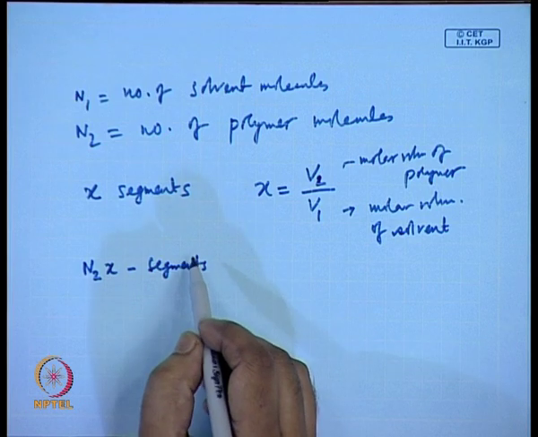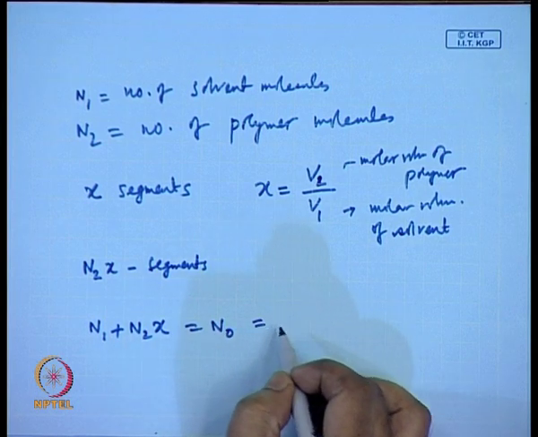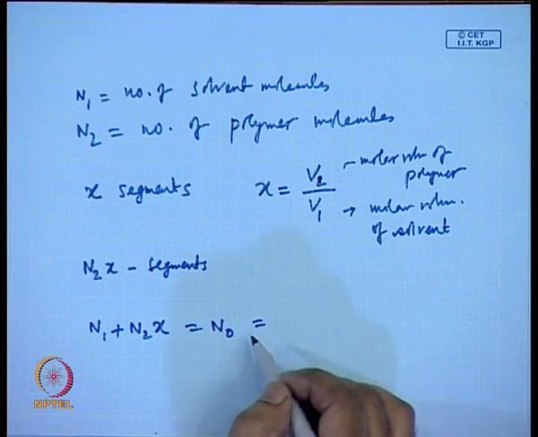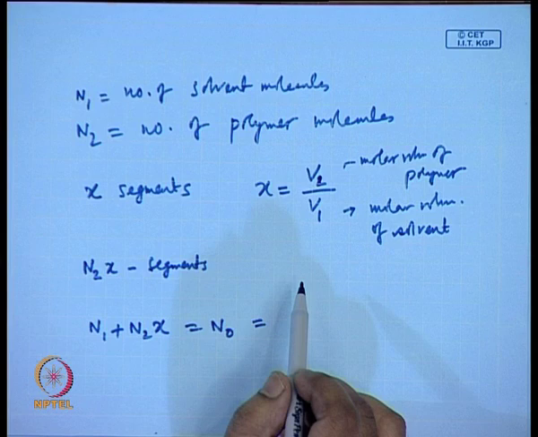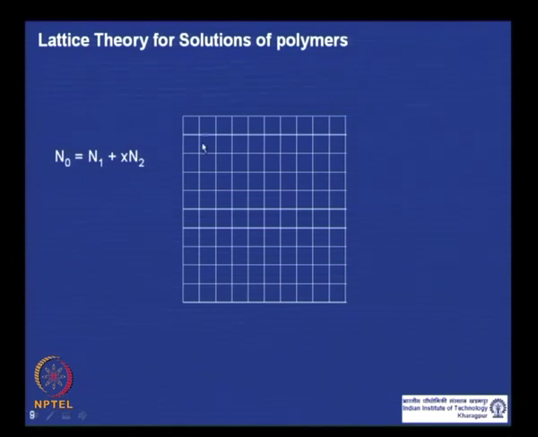So, we require N1 plus N2x, which is N0, this is the number of lattice cells we require, where the size of each cell is either the same as the size of the solvent molecules or the same as the size of a segment of a polymer. So, we have N0 number of cells, where N1 is the number of solvent molecules, and X is the number of segments of a single polymer chain. So, N0 is given by N1 plus xN2.